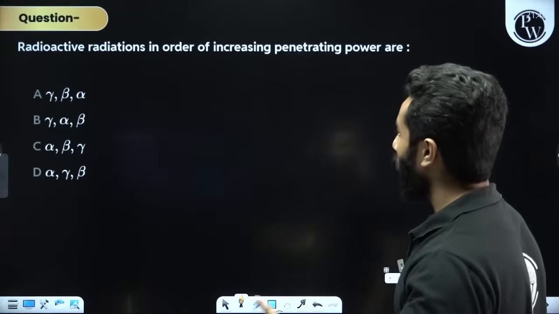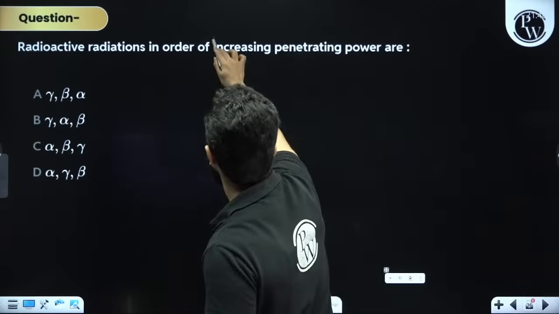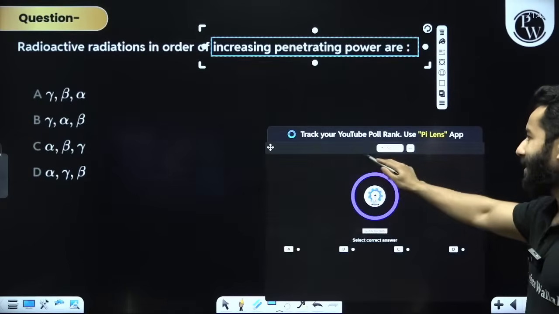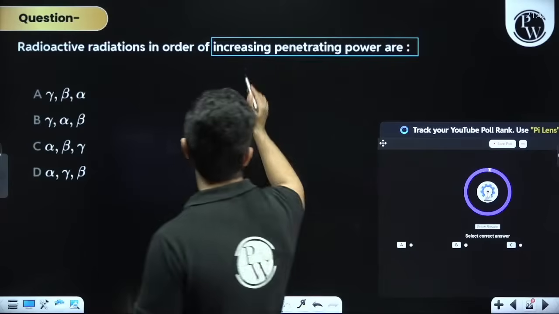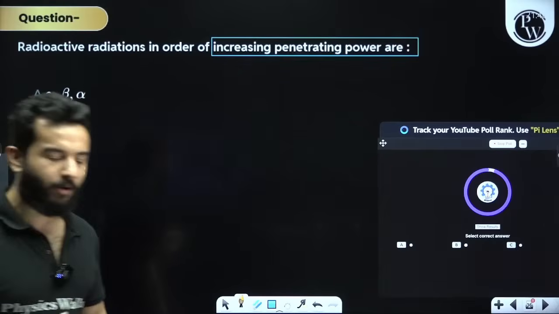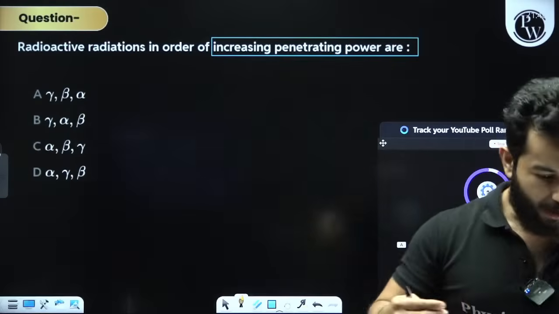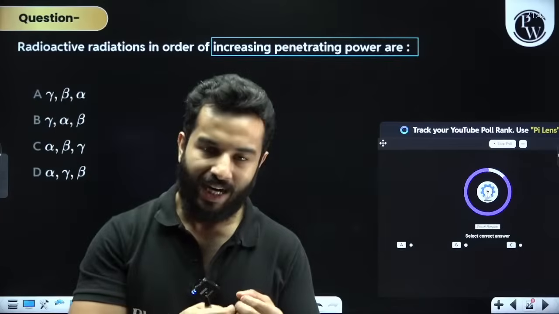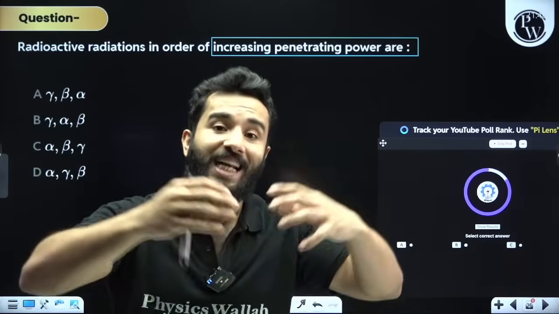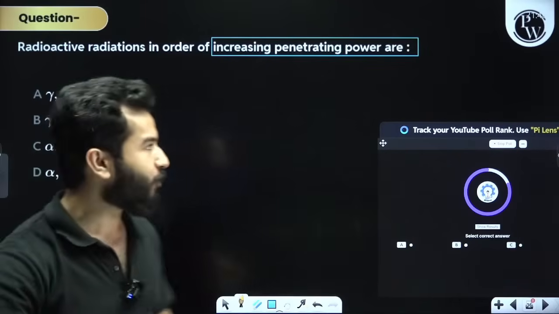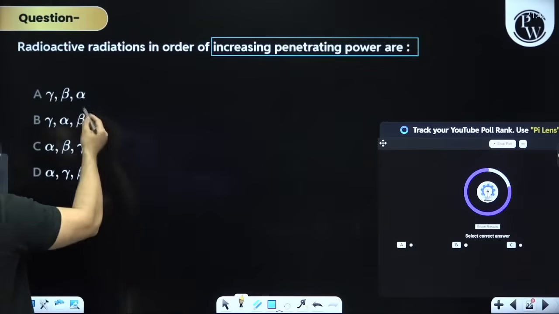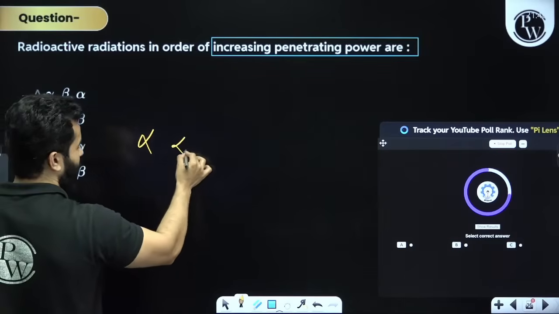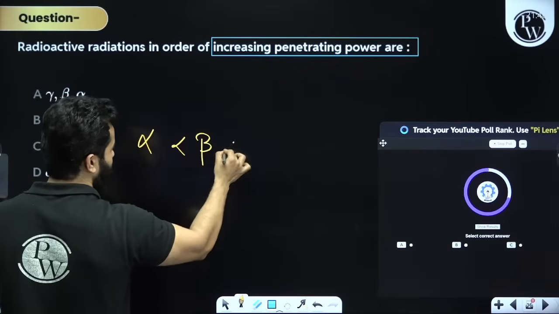Radioactive radiation in order of increasing penetrating power. Increasing penetrating power. Time starts now. What increases the penetrating power? Well, if the particle has mass, it has charge, so it will interact with other particles, right? For example, an alpha particle is very bulky, so it will interact and have less penetrating power. Then comes beta, and then comes gamma.